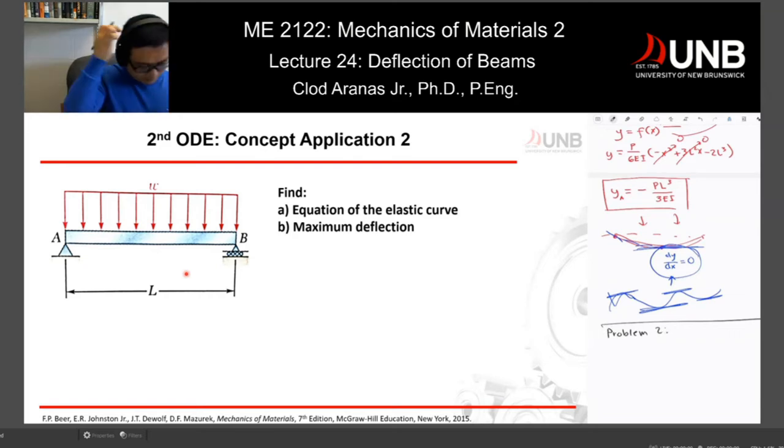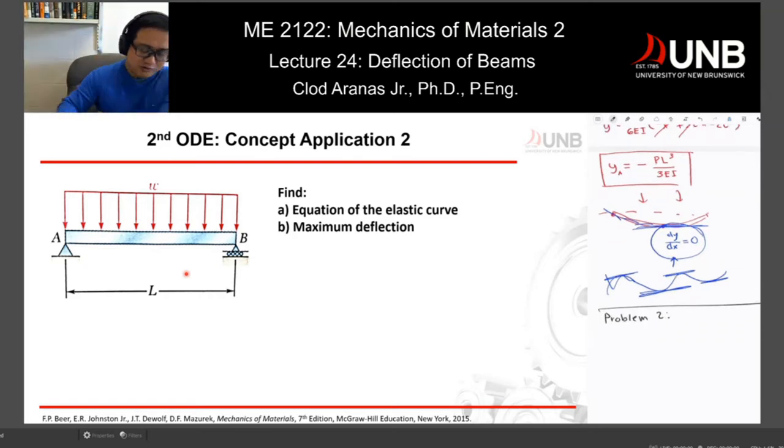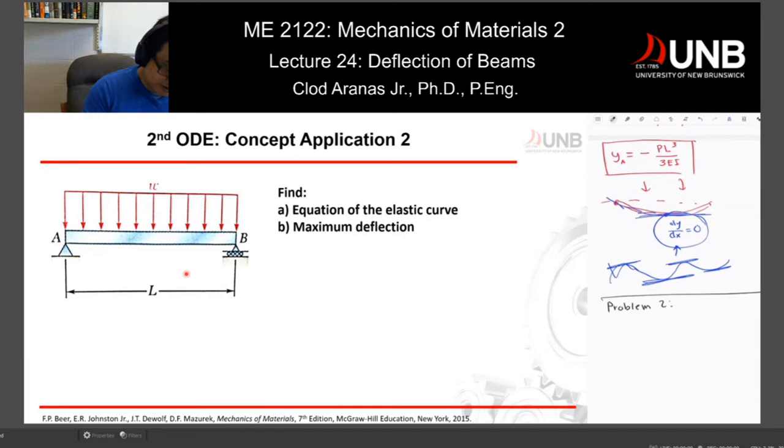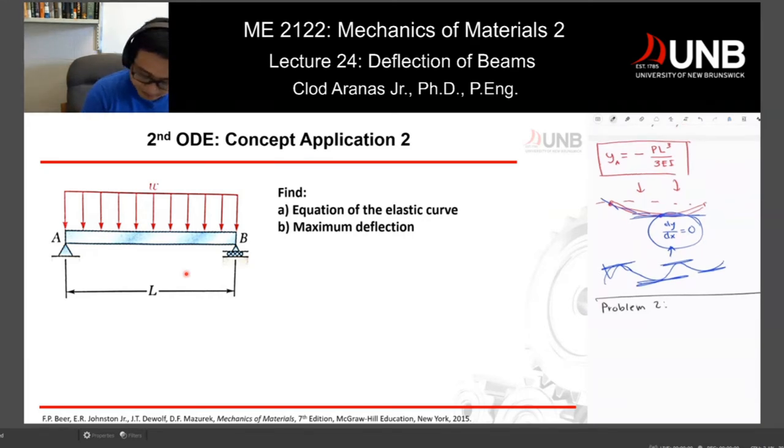And if I'm going to give you a problem in your midterm exam, it should not be too difficult right now, because we just had some introduction. Later on, you will see that this process becomes much more complex, I would say, with the method of superposition and indeterminate beams, for example. But let's take a look at problem number 2.